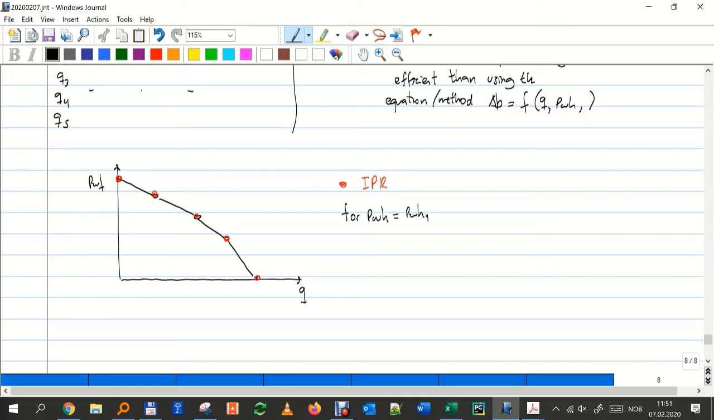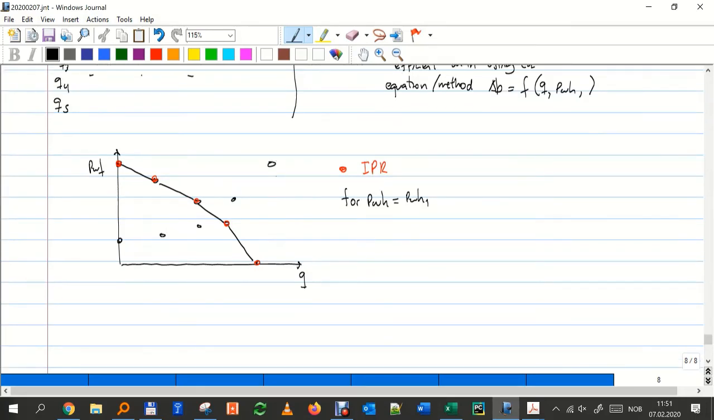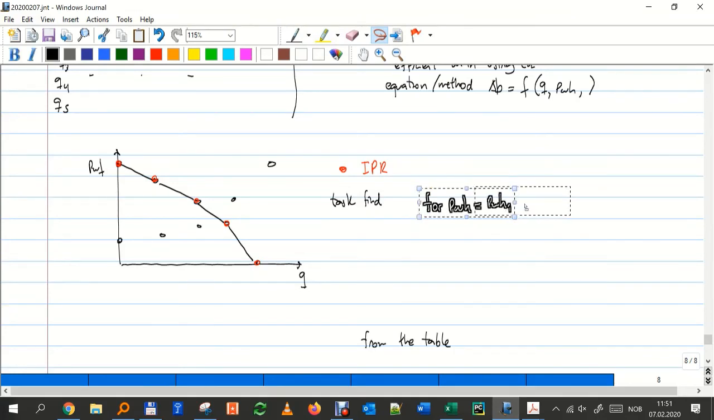So then I overlap this other curve that I have. So from the table, let's make it a bit longer, even if it takes longer time. Your task is to find equilibrium for PWH equal to PWH1. So that's your task.